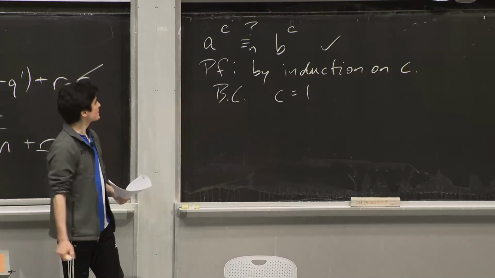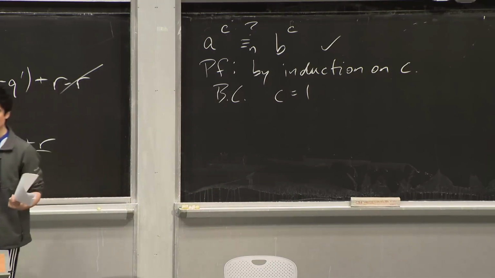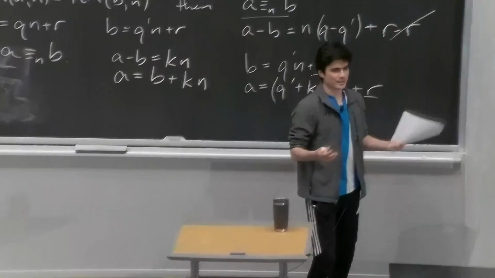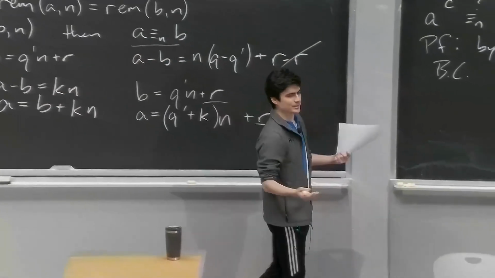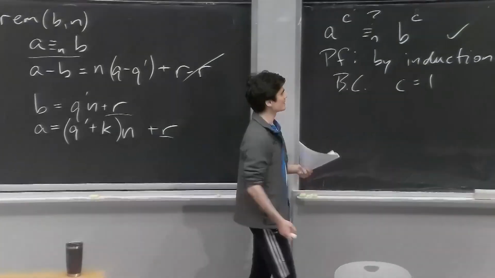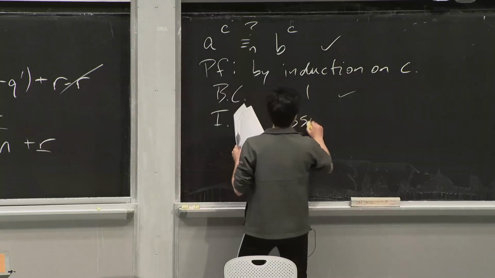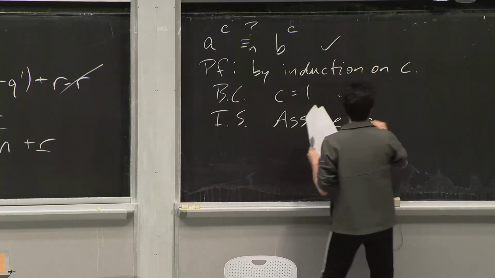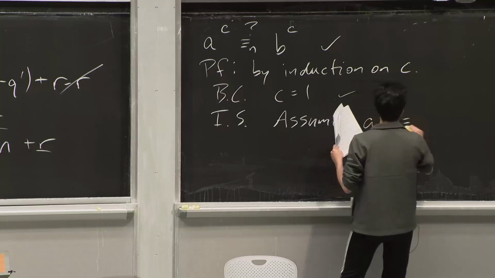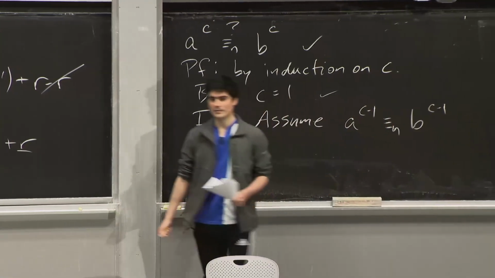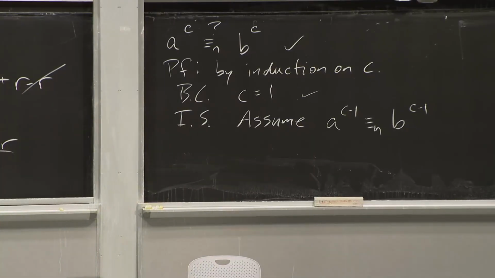In this case, our assumption is that a is congruent to b. So a to the 1 is equal to a, and b to the 1 is equal to b. So this is fine. Our inductive step: assume that a to the c minus 1 is congruent mod n to b to the c minus 1. Now, what happens when we increment our exponent?